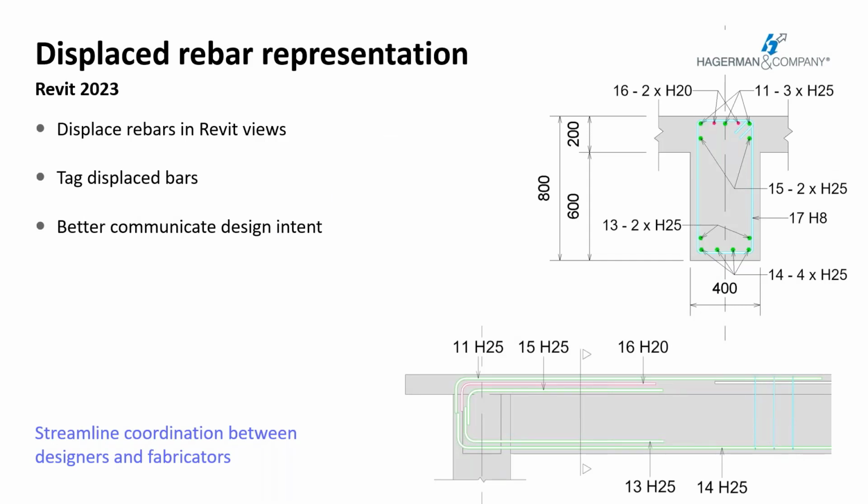Shop drawings are used by structural detailers to clearly communicate their design intent and fabrication instructions to fabricators and contractors. Revit 23 offers you the ability to displace rebar elements. This means that you can offset bars slightly from their actual position in concrete shop drawing views to help collaborators see these elements more clearly. Just a nice little upgrade there.